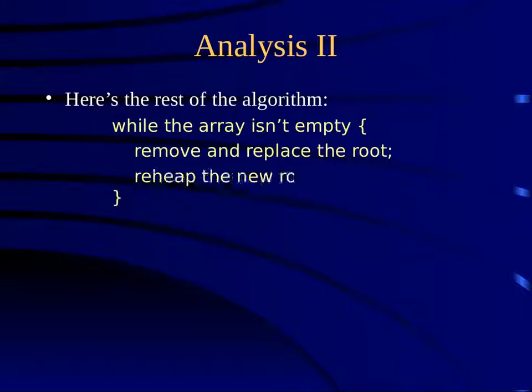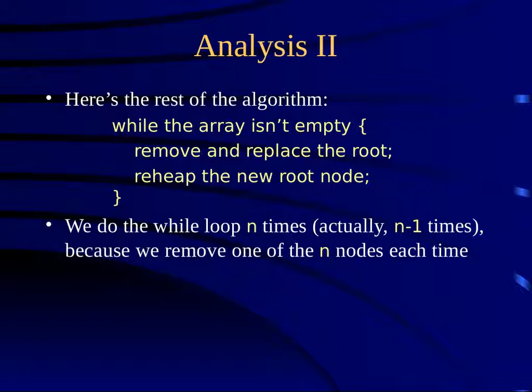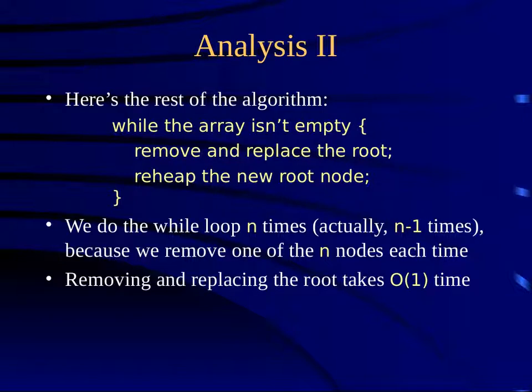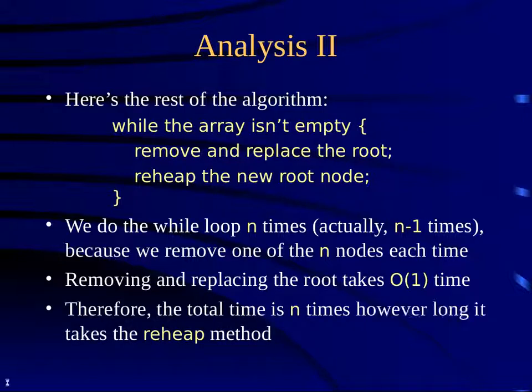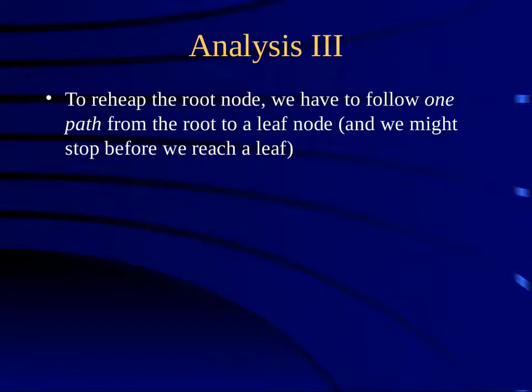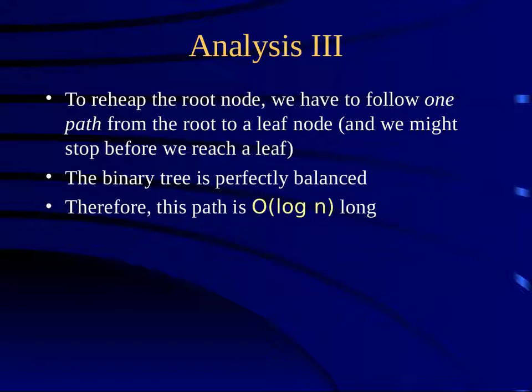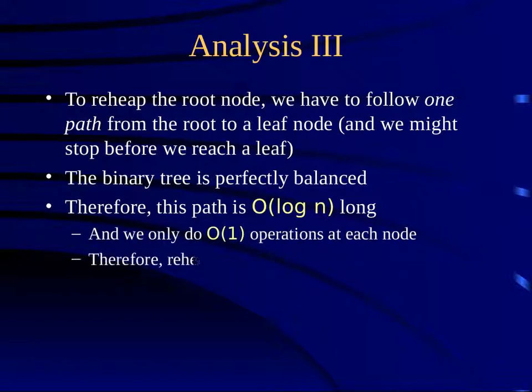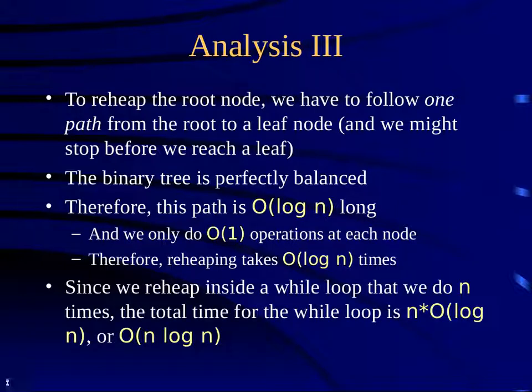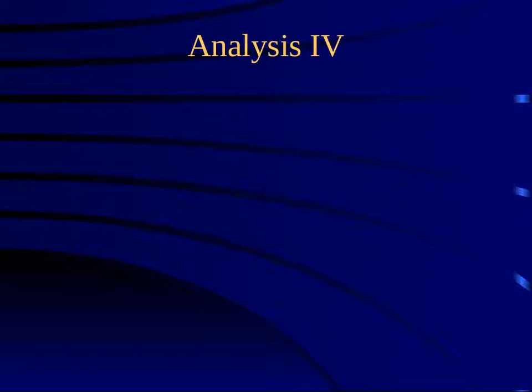For the rest of the algorithm, while the heap isn't empty, remove and replace the root and reheap the array. We do the loop n times, actually n minus 1, but that's okay. We have to remove one of the n nodes each time in the while loop, and removing and replacing takes O of 1, but the reheap method takes log n. Since the binary tree is perfectly balanced, it takes log of n time for each reheapify. Therefore, reheaping takes log n, and the whole while loop takes n log n.